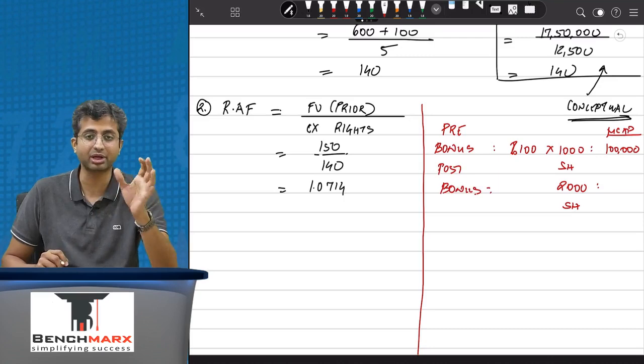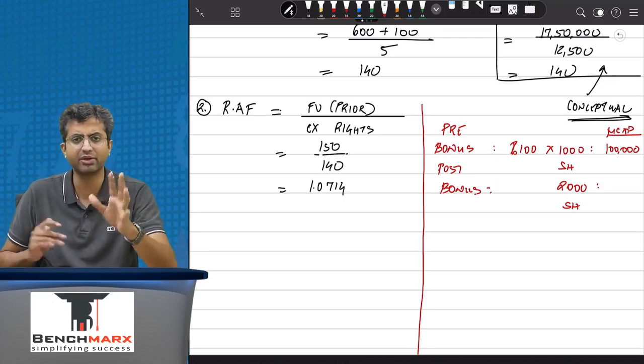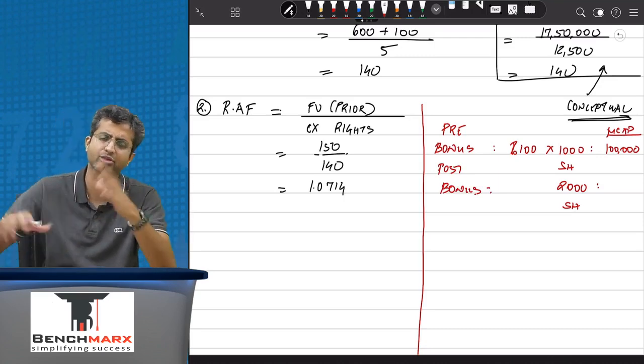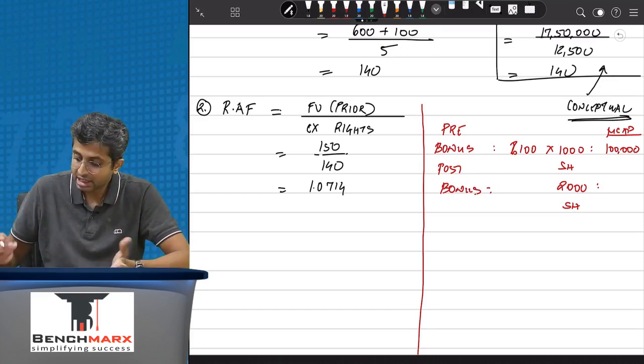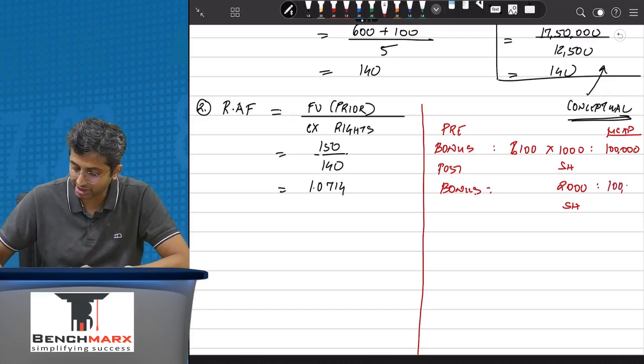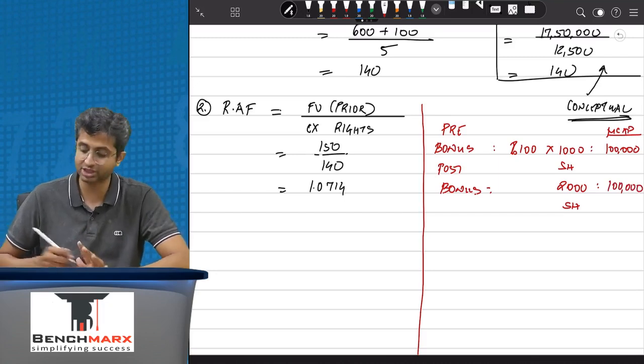Then companies would say, we won't do any work, we won't do business at all. Every day in the morning we'll wake up and give a bonus share or a share split, and your market cap will keep on going up. No. Here it is just a book entry, and hence the market cap continues to remain the same. This is 1 lakh only.